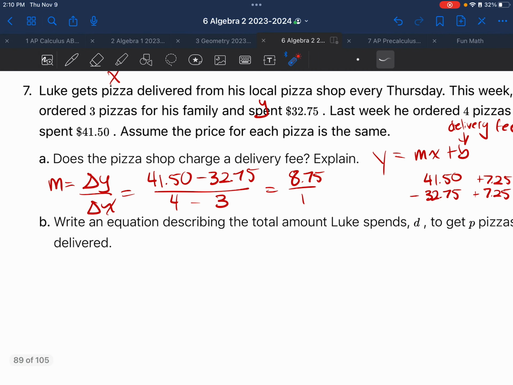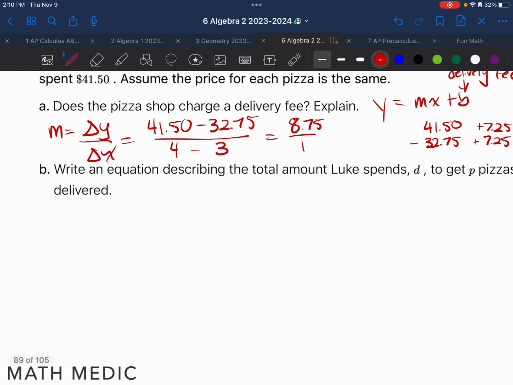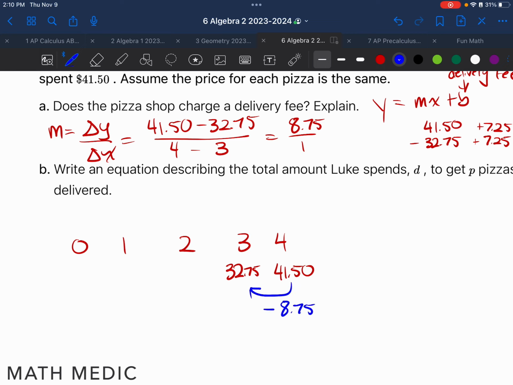So if I keep subtracting $8.75 over and over and over again, I can kind of fill out a table here. I don't have enough room, so I'm going to do it down here. With 0 pizzas, 1 pizza, 2 pizzas, 3 pizzas, and 4 pizzas. I think this is going to be enough room. For 4 pizzas, we knew that it's going to be $41.50. For 3 pizzas, it's going to be $32.75. And I can keep going backwards and backwards. Every time that I move 1 step backwards, I am going to subtract this $8.75 because that looks like the cost per pizza. This was the total change in price over the total change in pizza, for units of price per pizza.